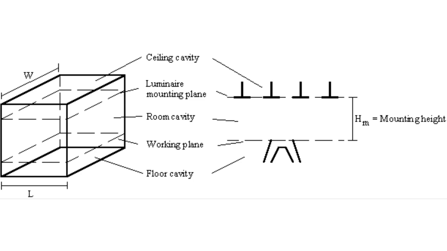The lumen method. This is a simplified equation of lighting design which can be used to determine the number of luminaires required for overhead lights which are arranged in a regular pattern. There are more complicated methods, but why take the long way when you can do the easy way?